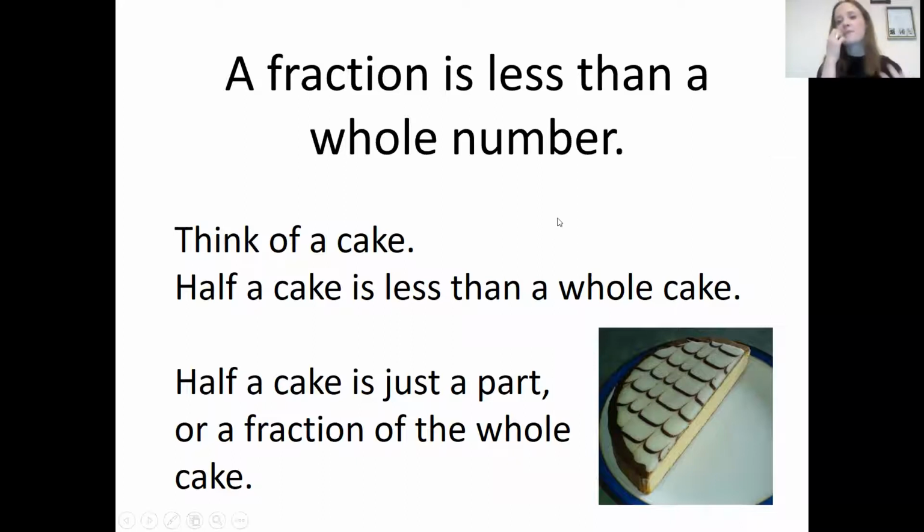Okay, so remember that a fraction is a number that is less than a whole number. It is the parts that make up a whole. So if we have a cake like this one, if we cut it into two equal pieces, two pieces make up that whole, and one piece of that is one part of a whole, so it would be a half.